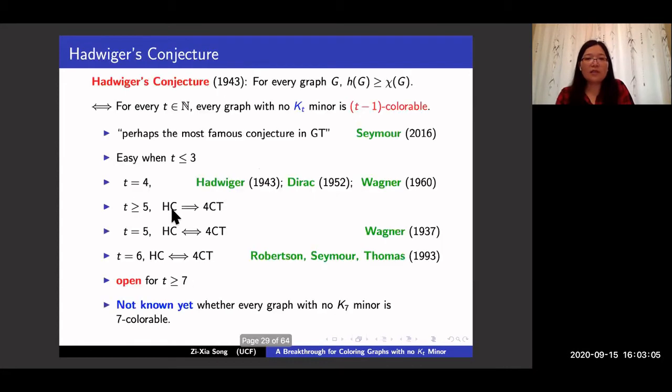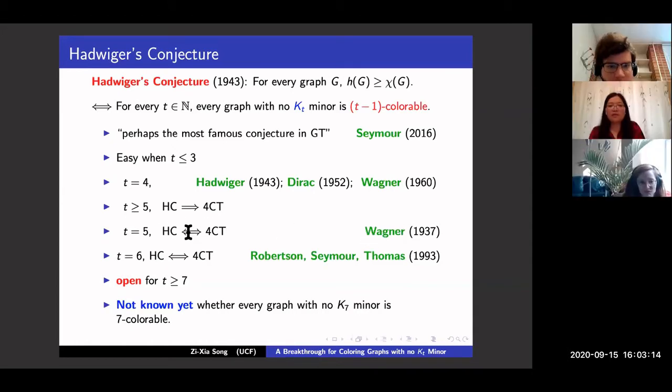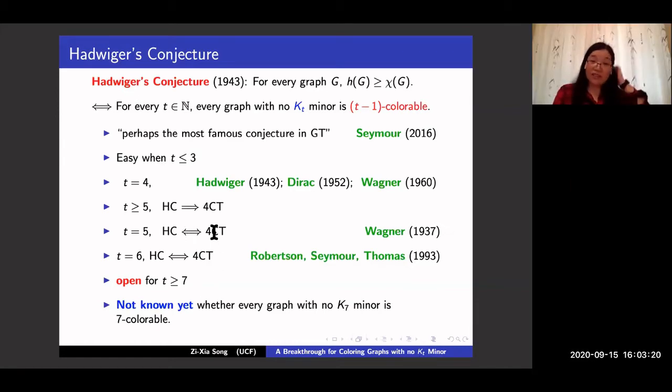Now when t is 5, by Wagner's theorem, I should add a Wagner and a 4CT here. Wagner's theorem actually is equivalent to the 4-color theorem. I don't need to add a 4CT here, it is implied. For t equals 6, this was done by Robertson, Seymour, and Robin Thomas back in 1993. Now this conjecture remains open for t at least 7.